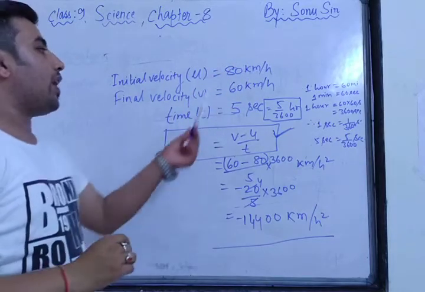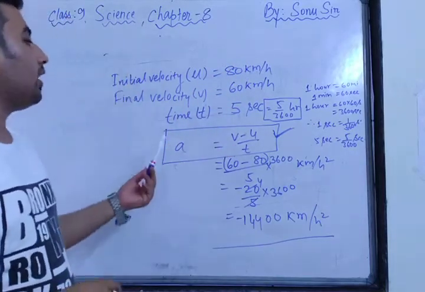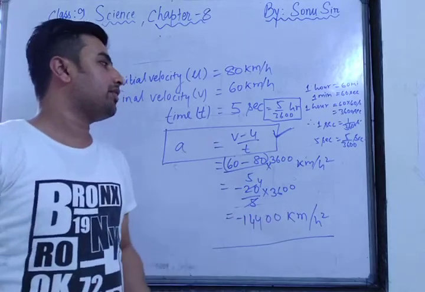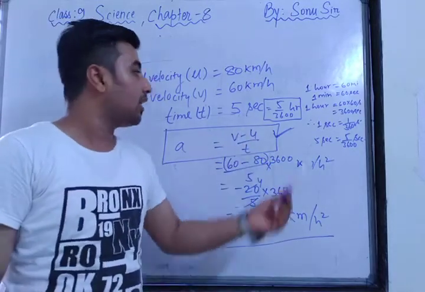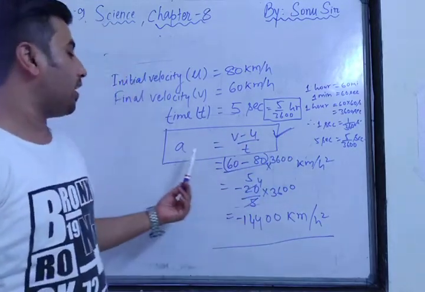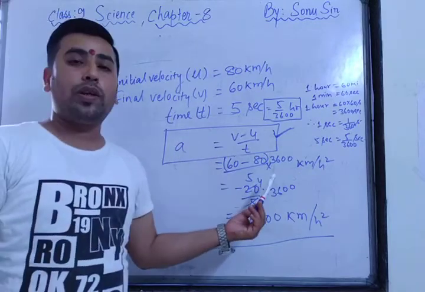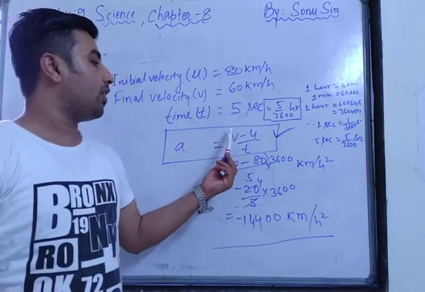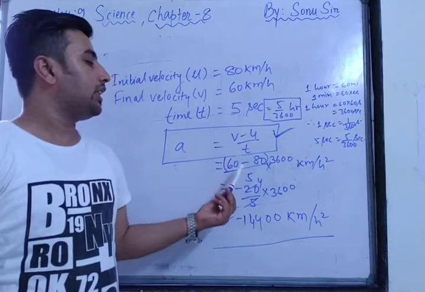kilometer per hour, final speed was 60 kilometer per hour. For the time change, it has taken 5 seconds. We have converted this second into the hour. So 5 by 3600 hour. As we have seen, acceleration is equal to V minus U upon T. V is final velocity, U is initial velocity, T is time taken.